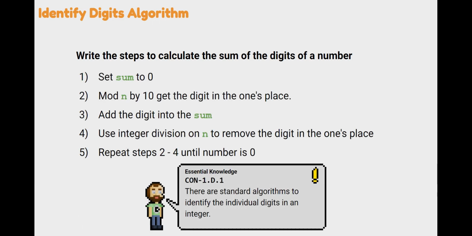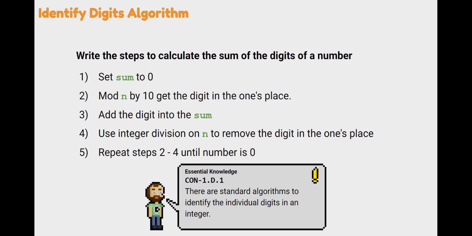The steps are going to be that we want to set a sum variable to 0. If we want to calculate a sum, the first thing that we're going to create is a sum variable and set it to 0. If we have a number n, we want to mod n by 10 to get the digit in the ones place. We're going to add that digit into the sum. And then we're going to use integer division on n to remove the digit in the ones place. And we're going to repeat steps 2 through 4 until we popped off every single digit and n is 0.